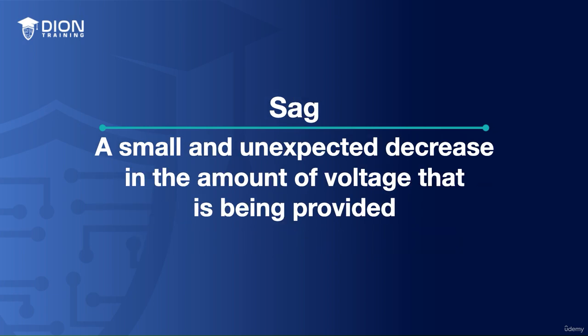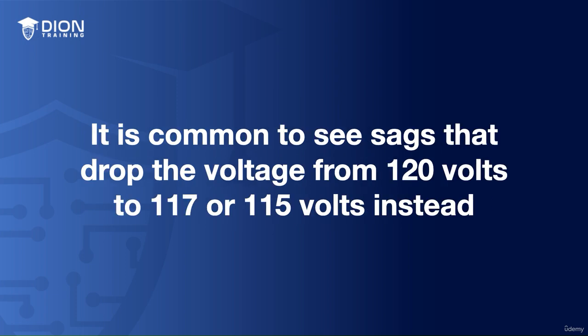Now, a sag in electrical power means that there is a small and unexpected decrease in the amount of voltage that's being provided. A sag is very similar to a surge, but it's actually the opposite, because instead of the voltage going up, it's going down. Usually, a sag will only occur for a short period of time, and if the decreased voltage remains fairly close to your default level of 120 volts, then your computers may not even lose power or go offline during that sag. For example, it's common to see sags drop the voltage from 120 volts down to 117 or 115 volts instead. And at these levels, your computers will remain online and operational because there's still enough power to run them.